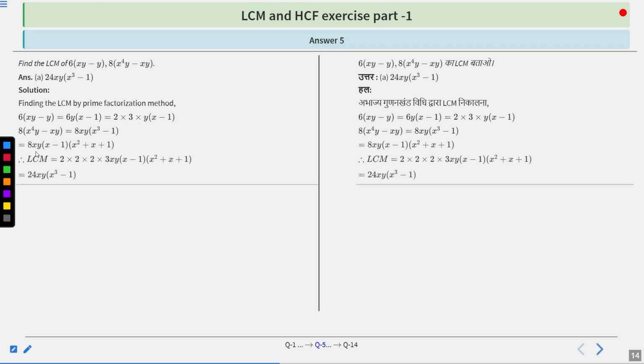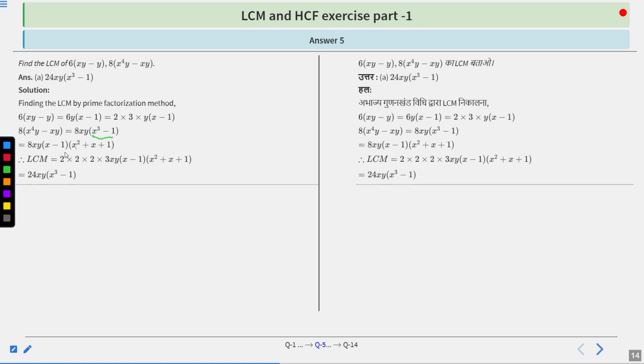Then 8xy, x cube minus 1 is x minus 1 into x square plus x plus 1. Formula of a cube minus b cube: a minus b, a square plus b square plus ab. So we have expanded this term, that is x minus 1 into x square plus x plus 1.